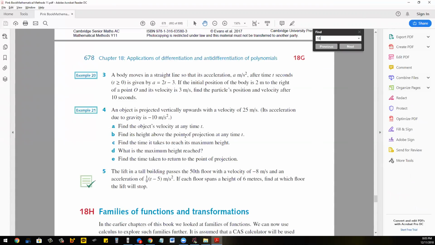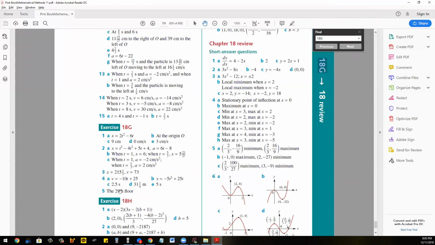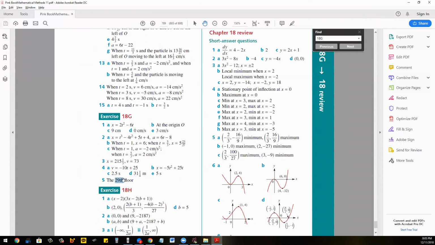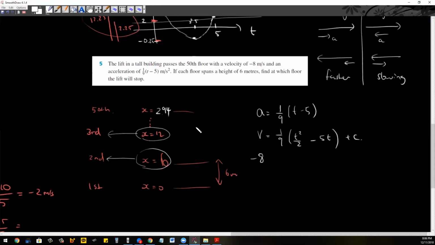18G, was it? Yeah. 18J. Which question? 5. So it only gives you one answer, 29th floor, right? Yeah. Our school has given other answers which are worked out. Okay, so they anti-differentiated acceleration to find velocity, and then they made it plus c was equal to -8. Yeah, they made c -8 for velocity.